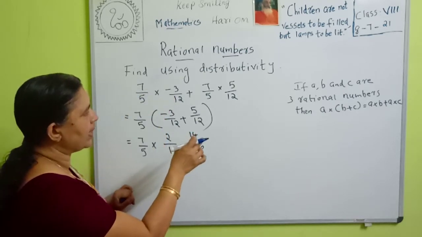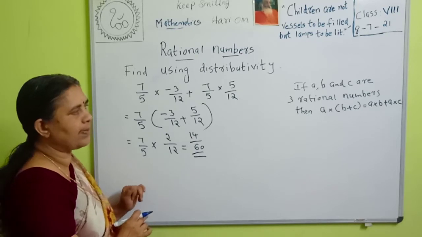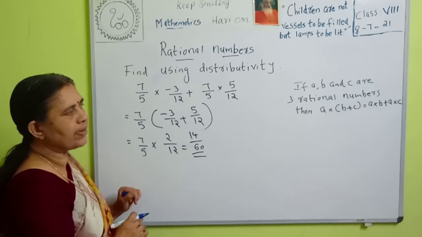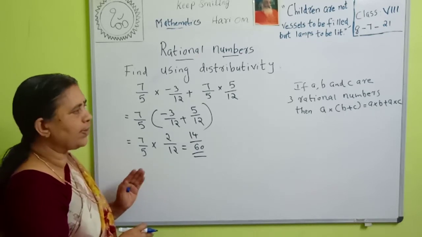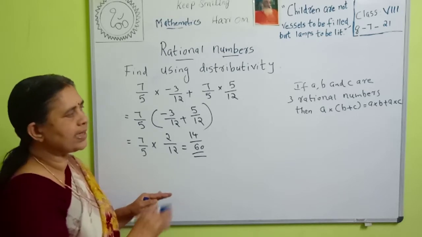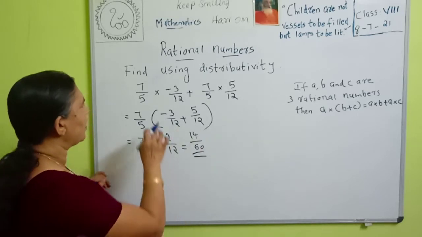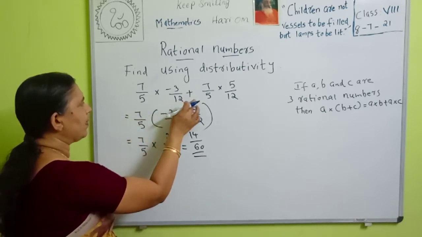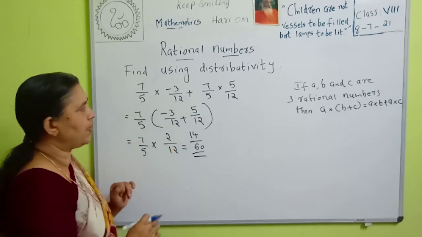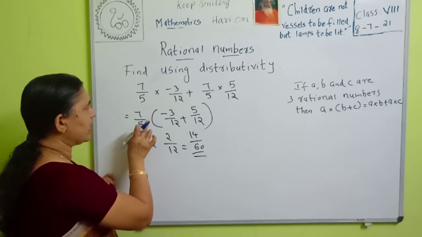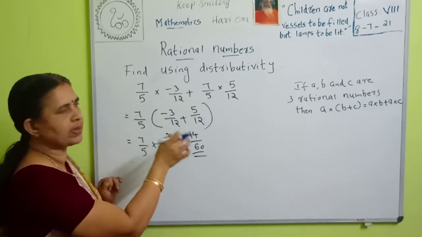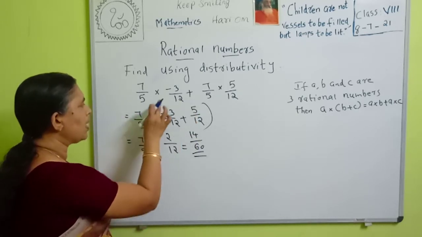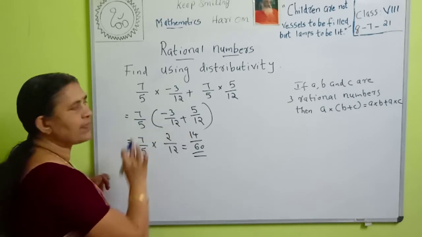The distributive property is: if A, B and C are three rational numbers, then A into B plus C is equal to A into B plus A into C. Or A into B plus A into C, we can write as A into B plus C. Therefore, 7 by 5 into minus 3 by 12 plus 7 by 5 into 5 by 12 is equal to, we take 7 by 5 outside. It is common to both the terms. Then 7 by 5 into minus 3 by 12 plus 5 by 12.